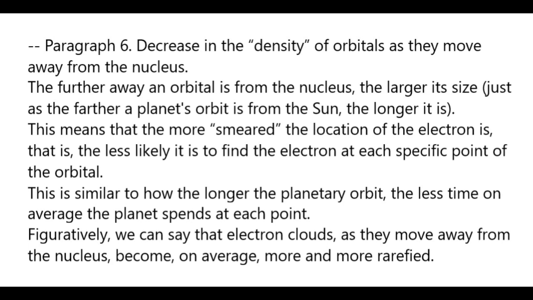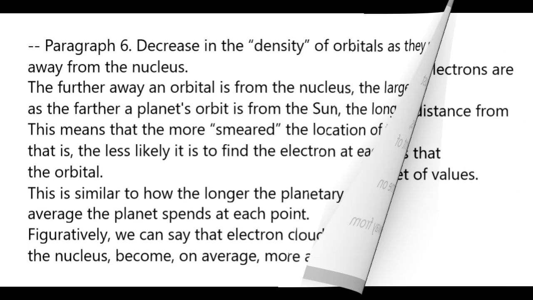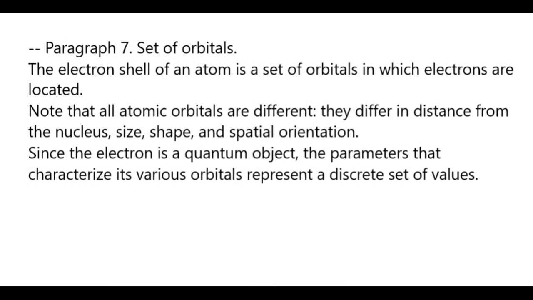This means that the more smeared the location of the electron is, that is, the less likely it is to find the electron at each specific point of the orbital. This is similar to how the longer the planetary orbit, the less time on average the planet spends at each point. Figuratively, we can say that electron clouds, as they move away from the nucleus, become, on average, more and more rarefied.